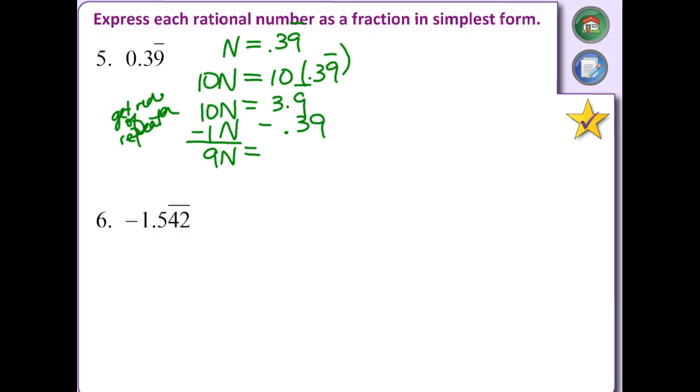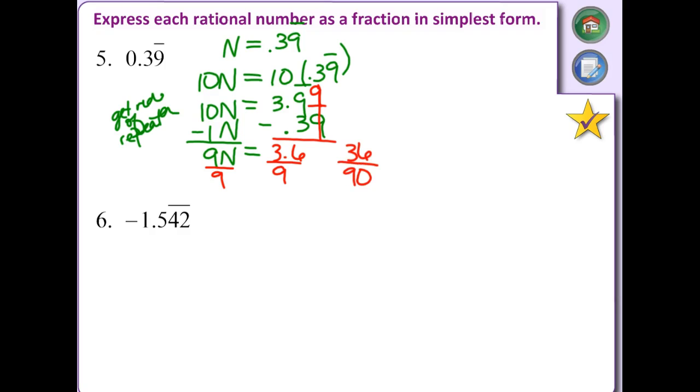Now, here's the deal. What am I going to plug in right here? Well, I'm going to have to plug in a 9 because my 9 is what was repeating. That's an important thing to see. And then these 9s are going to cancel, and then I'm going to subtract. So we've got 3.6. Now we're going to divide both sides by 9 to get N alone. Now, I've got a decimal in my fraction, so we're going to make this 36 over 90.